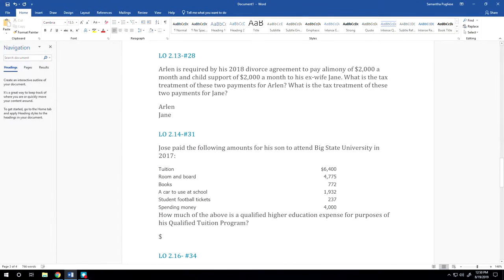Okay, number 28. Arlene is required by his 2018 divorce agreement to pay alimony of $2,000 a month and child support of $2,000 a month to his ex-wife Jane. What is the tax treatment of these two payments for Arlene? What is the tax treatment of these two payments for Jane?